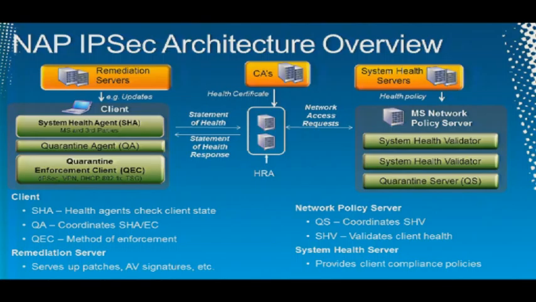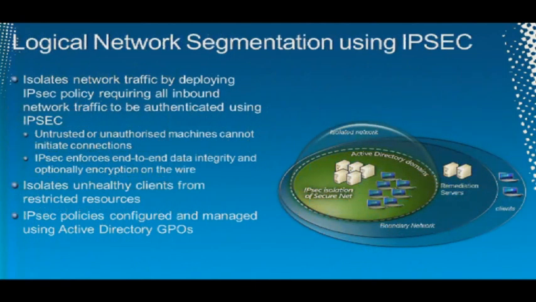All right, so we kind of know how NAP works now, but we've got the other side of that, which is the IPsec. So there are a couple of terms that we talk about when we talk about IPsec. We talk about these isolation zones, and we talk about these boundary zones. So servers in our isolation zone are configured with an IPsec policy, which is set to require all inbound connections to be authenticated or encrypted via IPsec, and to request outbound connections. Servers in our boundary zone are set to request inbound connections and request outbound connections.